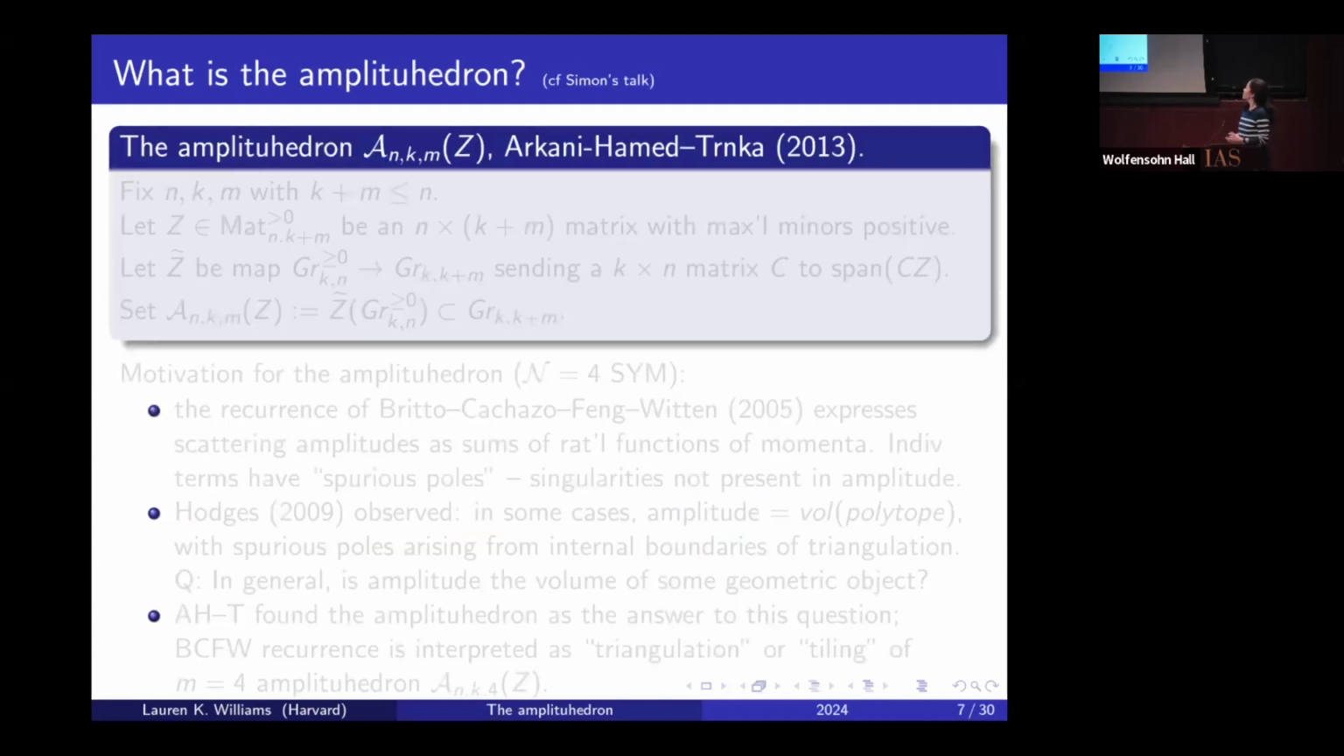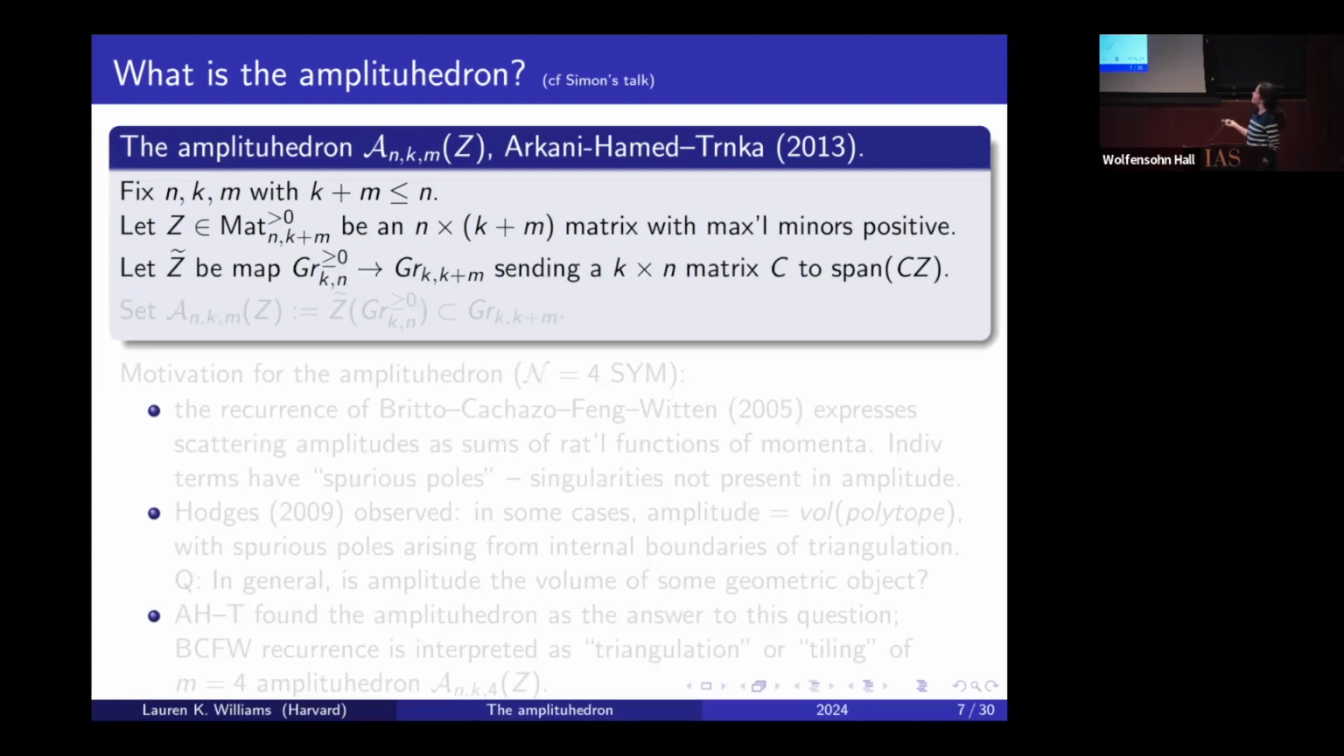Okay, so we saw a bit about the Amplituhedron in Simone's talk. I will define the same object. So this is the tree Amplituhedron, and it was defined by Arkani-Hamed and Trnka in 2013. So how does this go? We fix positive numbers n, k, and m with k plus m at most n. And then we let Z be a tall, skinny n by k plus m matrix with maximal minors positive.